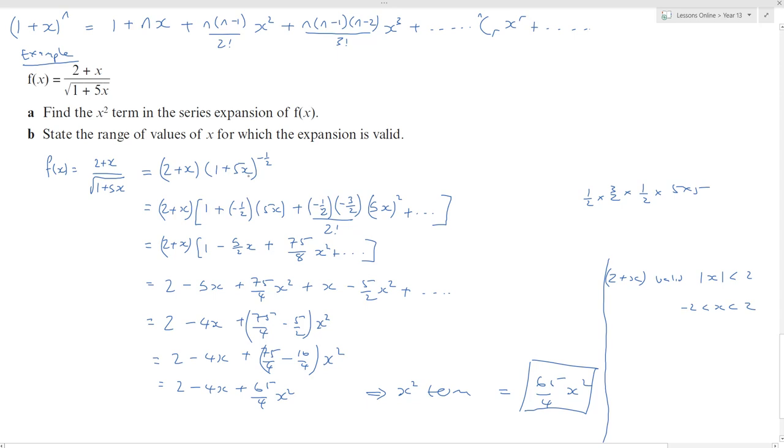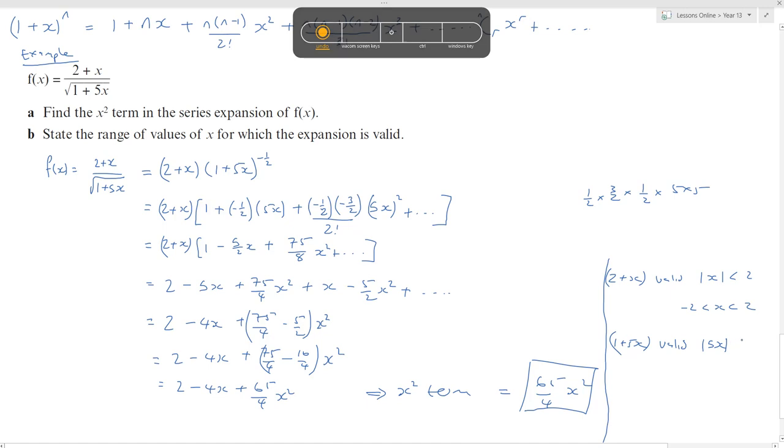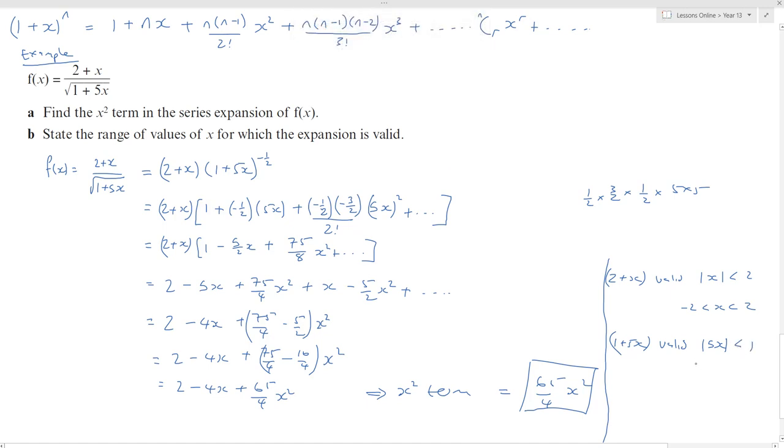And then you've got the second term, 1 plus 5x. That's valid for modulus of 5x, should be a straight line for modulus, less than 1, because we've got 1 there. Now if I divide by 5, I get the x on its own, so modulus of x is less than a fifth, which means that it is valid for minus a fifth less than x less than a fifth.